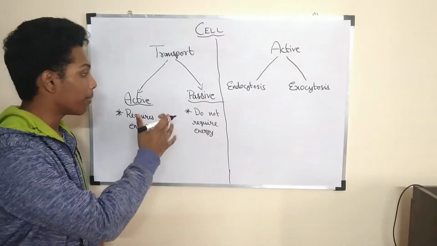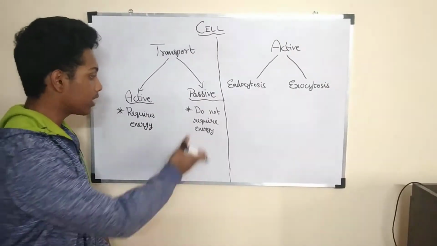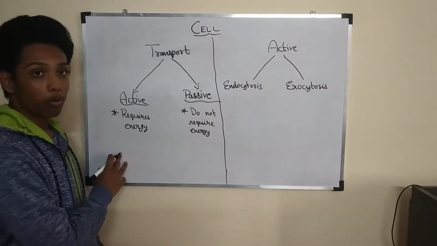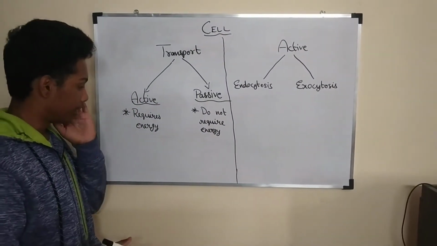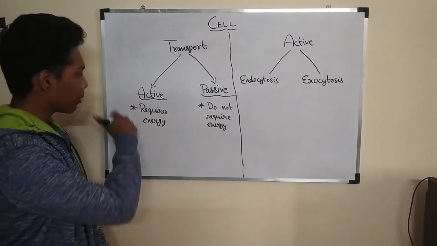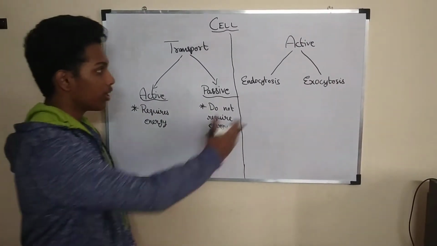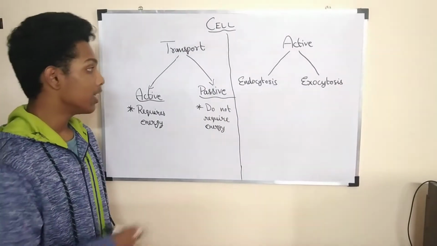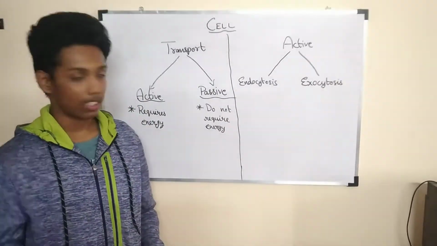You can say it's from nature, so this is free, right? It does not require energy while active transport requires energy. Now let's discuss active transport. As you see here, active transport again can be classified into two types. One is endocytosis, the other one is exocytosis.